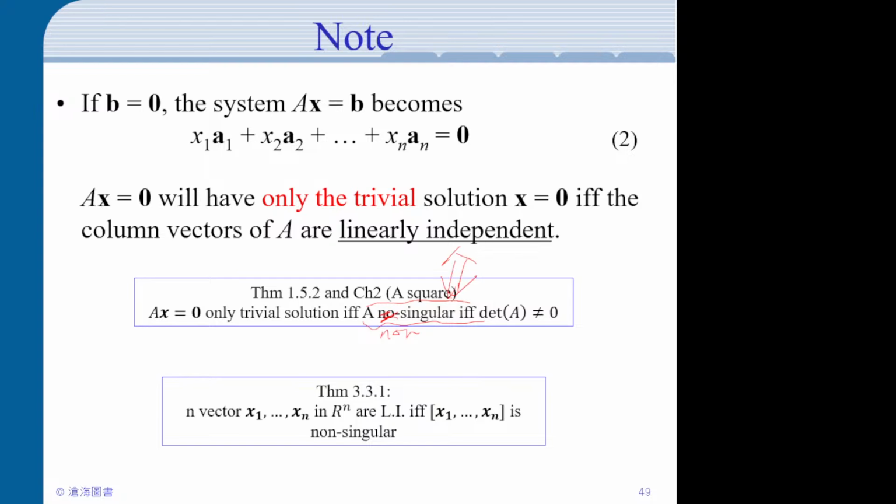Once again, here we have a general description: Ax equals 0 only has the trivial solution, linked to the columns of A being linearly independent. Then from the previous theorems we can get a similar result by combining theorem 1.5.2 and theorem 3.3.1, because when A is square we have the trivial solution only if and only if A is non-singular, and non-singular if and only if the columns are independent.